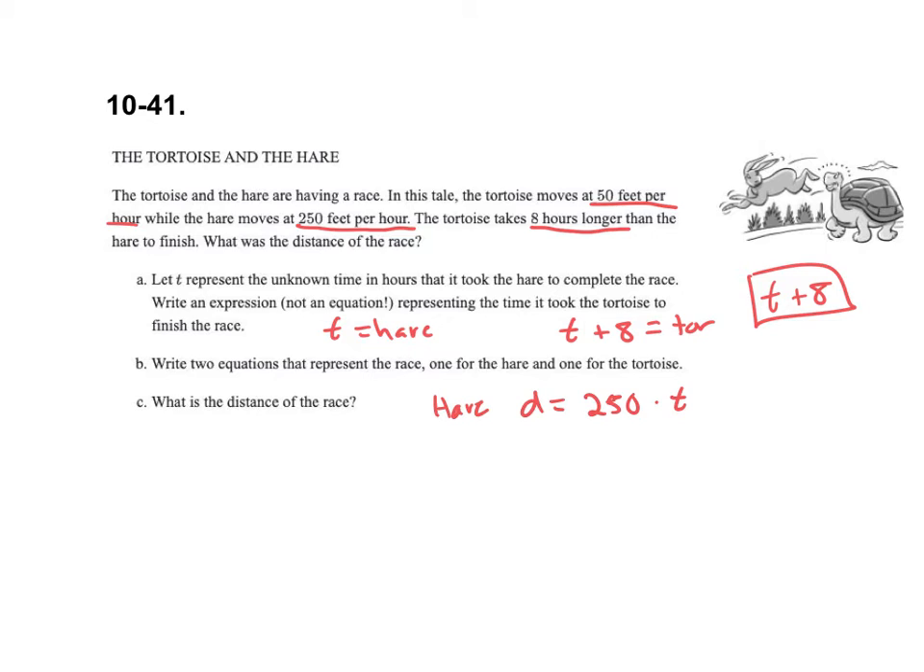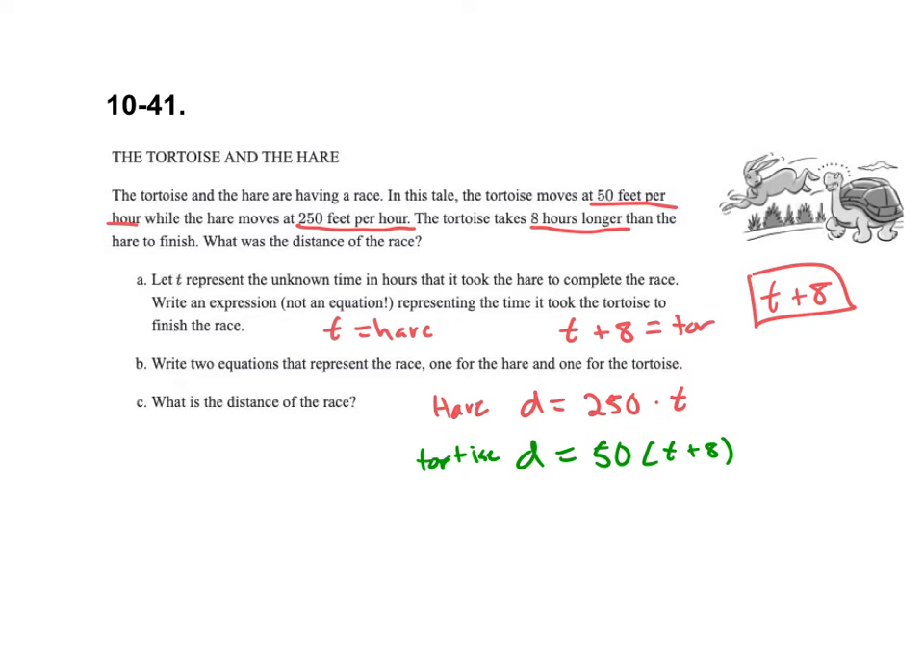Now let's do one for the tortoise. Let's do it in green. I'm just going to shorten it to tort. The tortoise total distance should be the same as the hare, but it took 50 feet per hour times the total time. Well, the total time was the time of the hare plus 8 hours. So there's our distance for the tortoise.